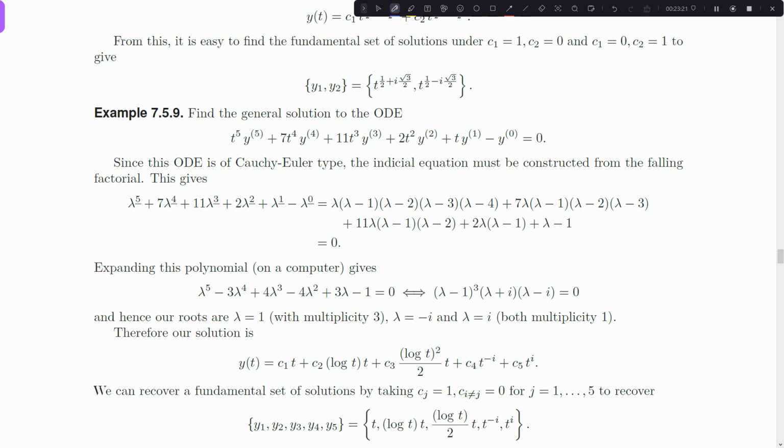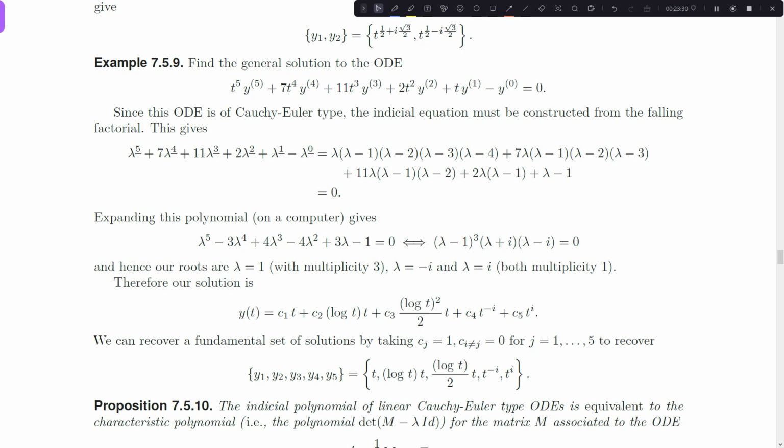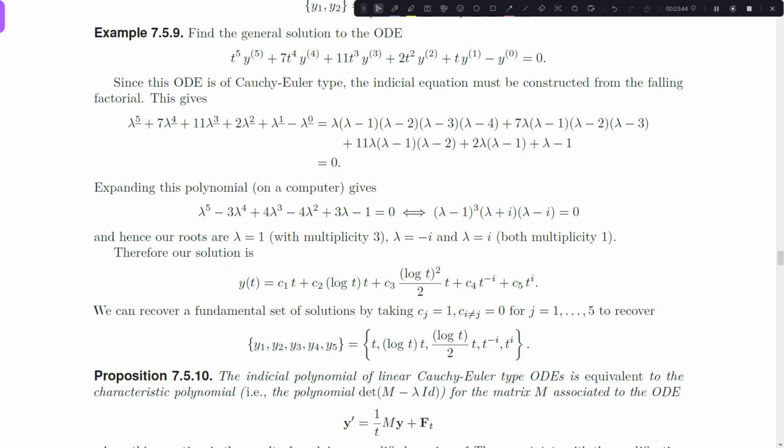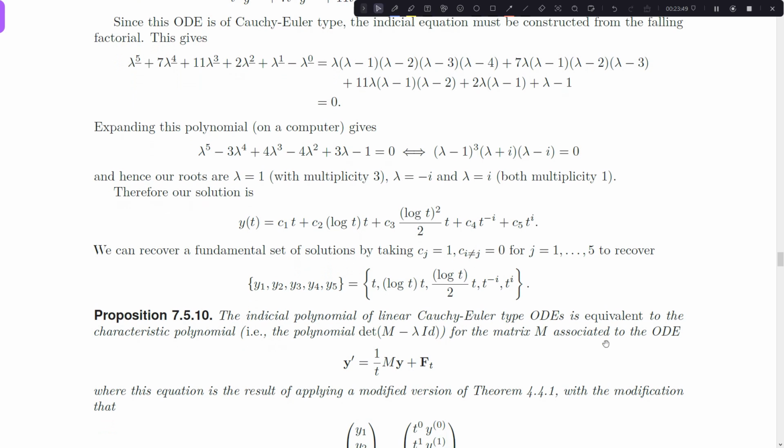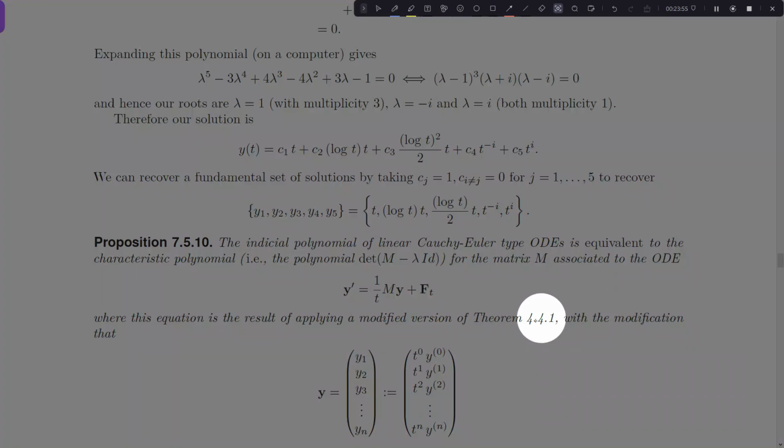Now I'm going to move on just a little bit. This is all we need to know in practice, but there's a pretty nice proposition here which corresponds to my proposition for constant coefficients, where I said the characteristic polynomial was precisely the characteristic polynomial if I rewrite the equation as a first order equation in n dimensions. We get the same thing with the indicial polynomial, but we have to be a little bit careful. So we don't rewrite it in n dimensions according to the standard one that you've been used to this semester, which was theorem 4.4.1. Actually, we do a different modification.